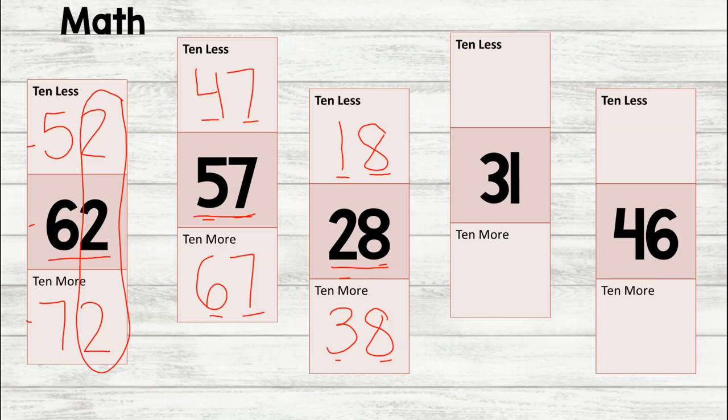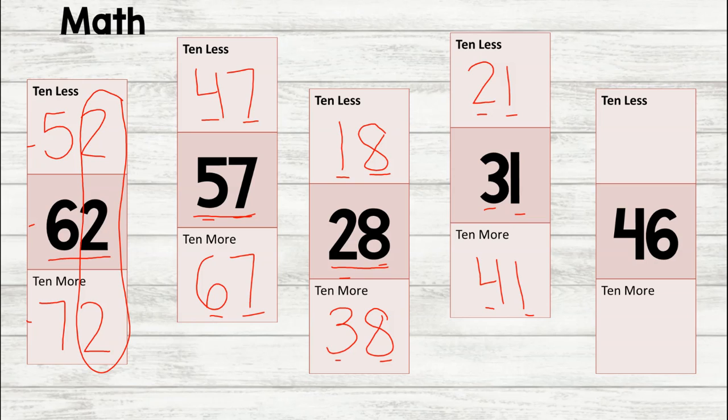Okay, let's find the next one, 31. Find that in your grid. Now we're going to go down. We're going to find 10 more than 31. And that number is 41. Now we're going to find 10 less. So go up in the column and we find the number 21. Now we're going to check ourselves. 1, 1, 1, 2, 3, 4.